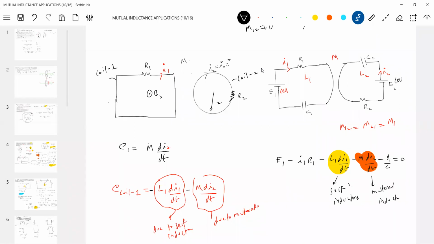Clear now? Let's assume that there is no EMF, no cell 1. If there is no cell, you eliminate this term. If there is no capacitor, you eliminate this one. Then the net EMF induced will be due to these two quantities. So we can never have only self-inductance or only mutual inductance. There must be both together. They are like twin brothers, or like two sides of a coin.